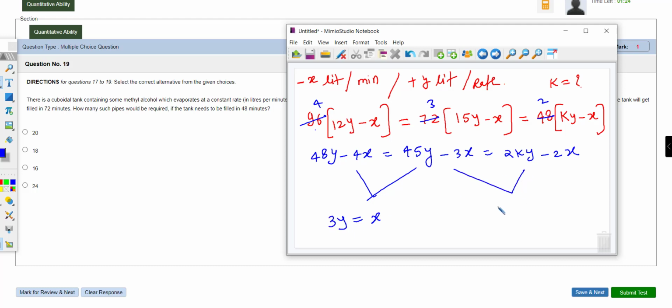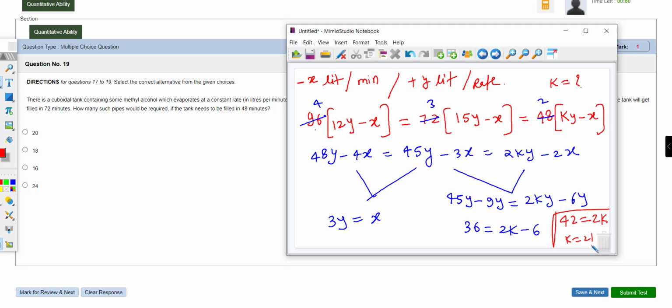So now let's put x is equal to 3y. So this is 45y minus 9y is equal to 2ky minus x, that is 6y. Now y will get cancelled out throughout. This is 36 is equal to 2k minus 6. So now this is 42 is equal to 2k. So k is equal to 21, but that is not in the options.